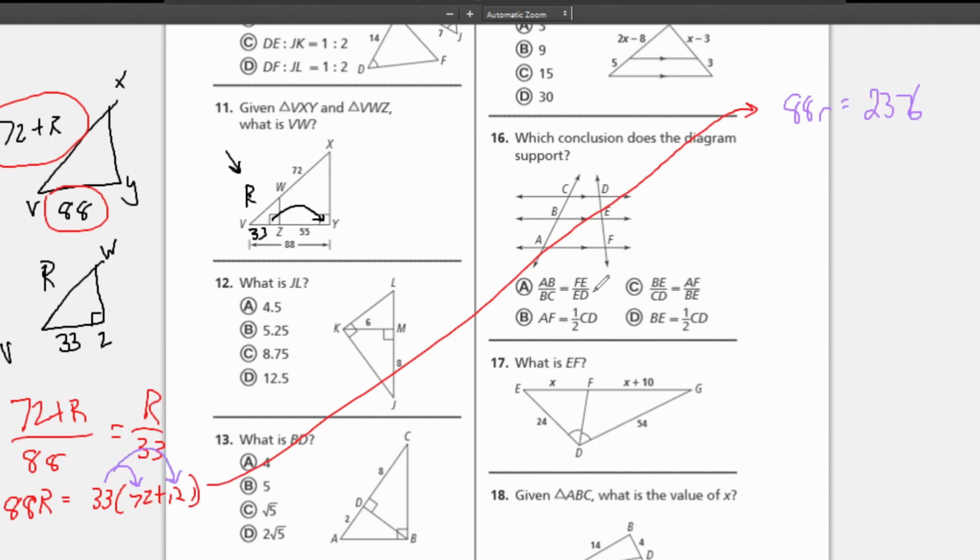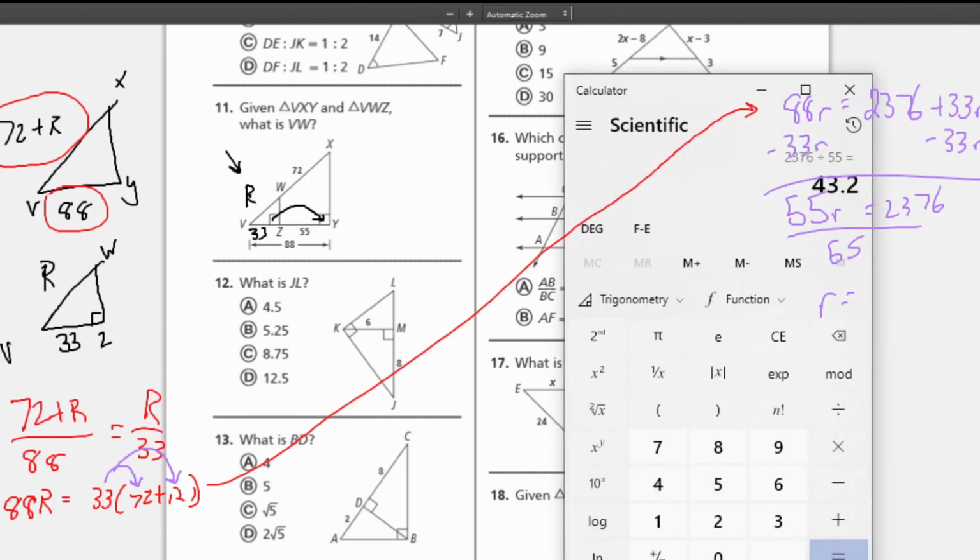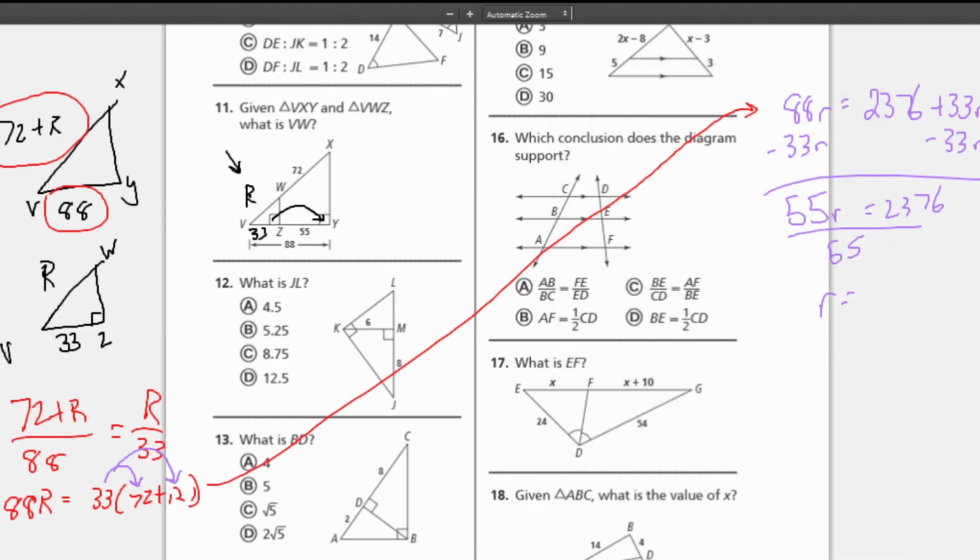And then plus 33R. Now I can subtract 33R from both sides. This is going to leave me with 55R is equal to 2376. Divide by 55, and R is going to give me 43.2. So then VW is equal to 43.2.